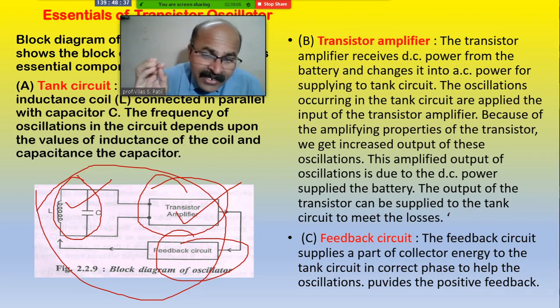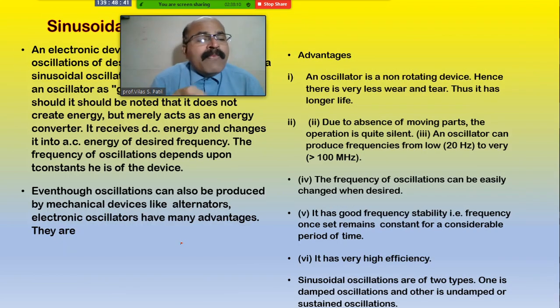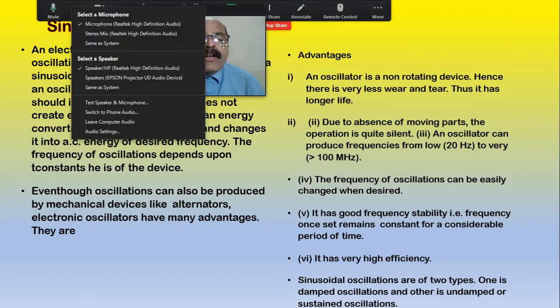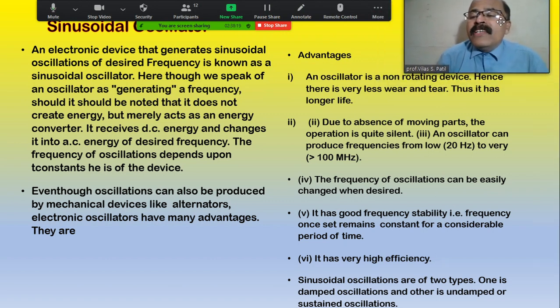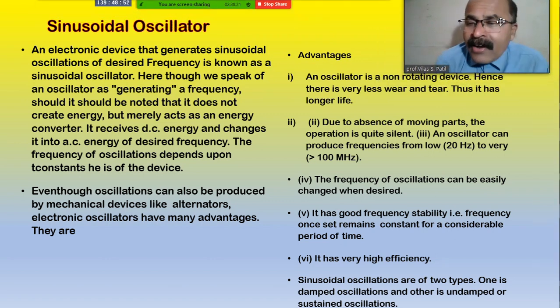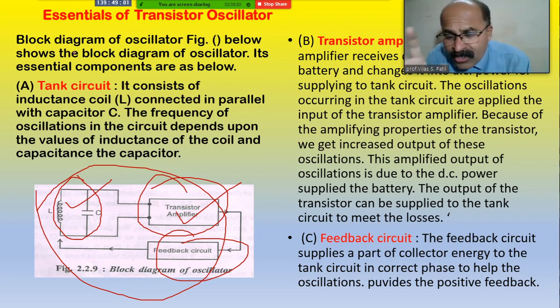In the last lecture, we studied that. And here we provide the positive feedback. If we provide such a type of positive feedback, then we are able to design the oscillator. It means that in an oscillator, there are three important networks, three important parts. One is the tank circuit, which is known as the frequency determining circuit.